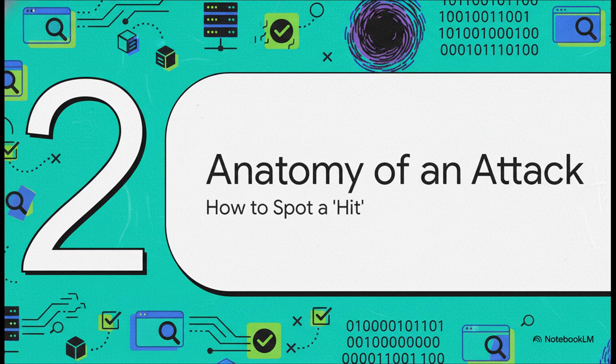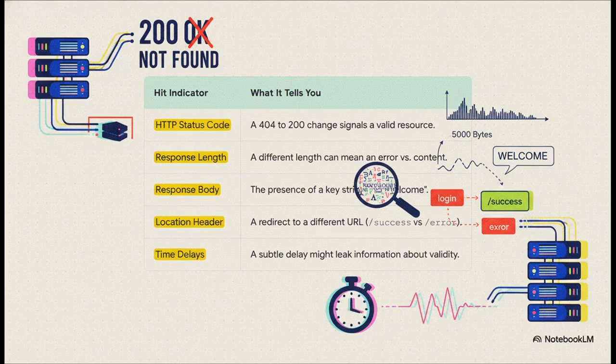Okay, now that we get the types of attacks, let's get into the mechanics. No matter what technique you're using, your success hinges on one absolutely crucial thing: knowing when you've actually landed a hit. You have to be able to automatically tell the difference between a successful attempt and a failed one. If you can't, you're just firing blind. The key is finding a consistent, reliable difference in what the server sends back to you. This table shows the most common tells. The classic one is the HTTP status code, a 200 OK for a valid page versus a 404 Not Found for an invalid one. That's easy.